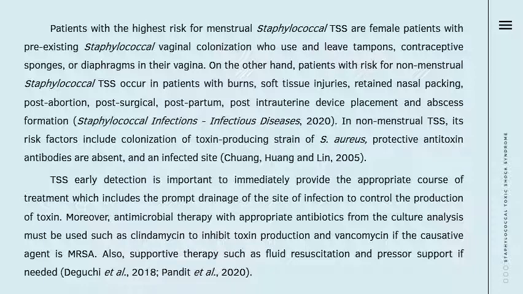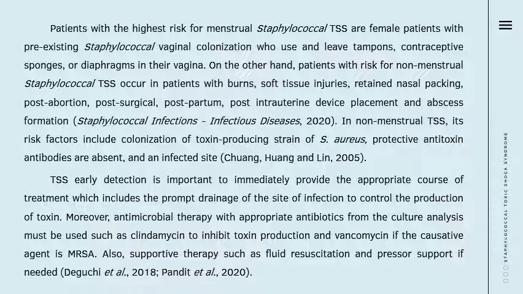TSS early detection is important to immediately provide the appropriate course of treatment, which includes the prompt drainage of the site of infection to control the production of toxin. Moreover, antimicrobial therapy with appropriate antibiotics from the culture analysis must be used, such as clindamycin to inhibit toxin production and vancomycin if the causative agent is MRSA. Also, supportive therapy such as fluid resuscitation and pressor support if needed.